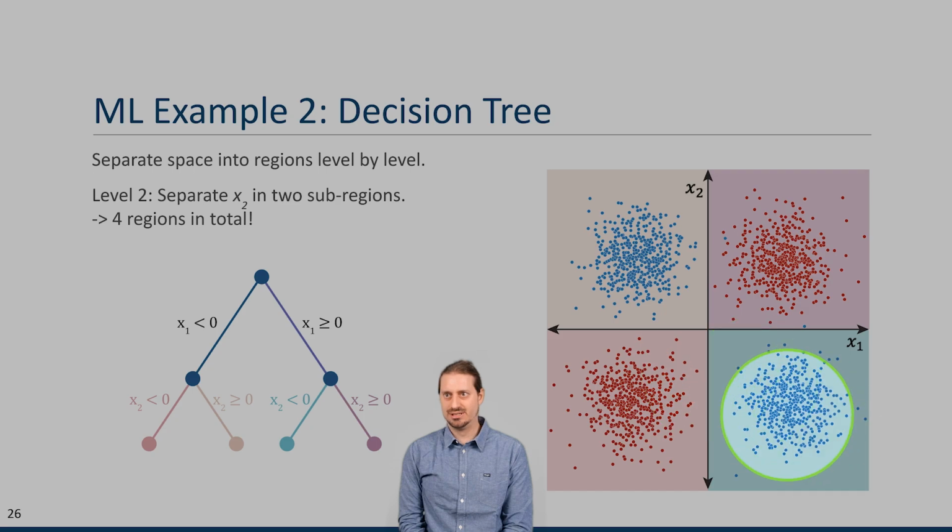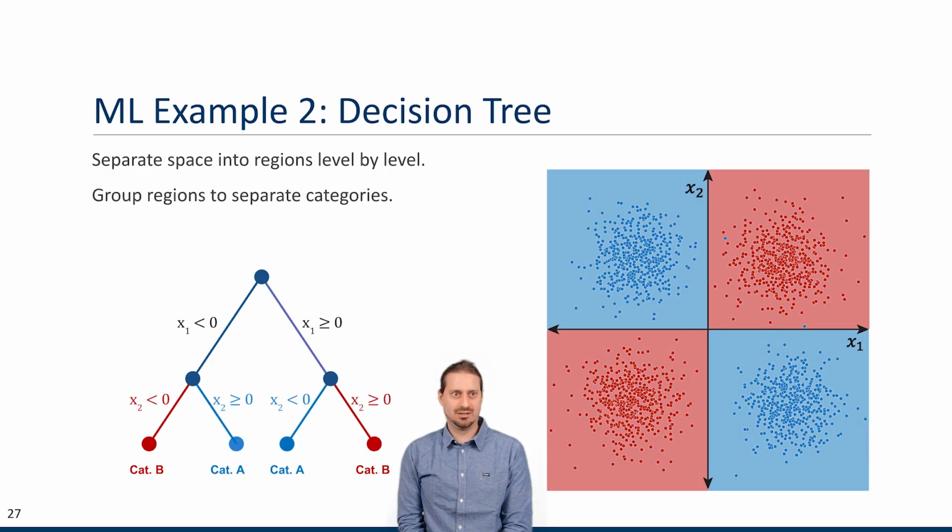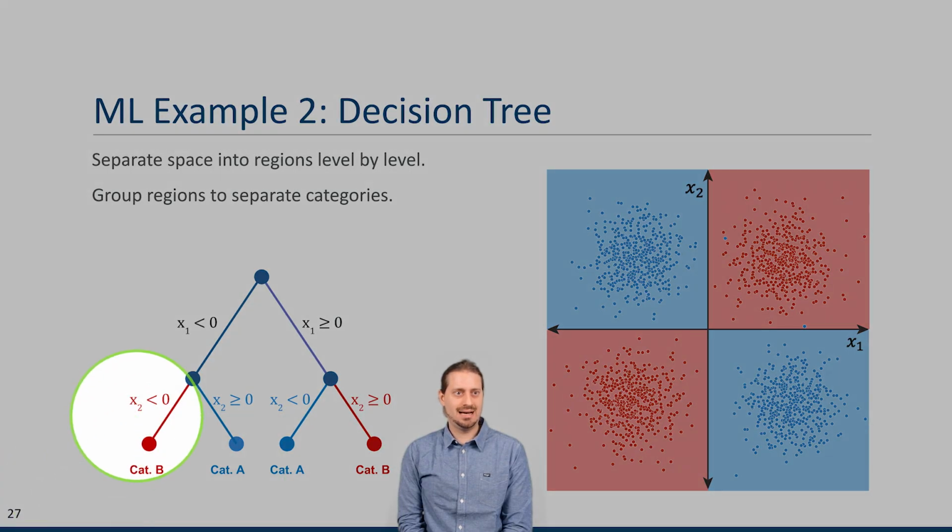Ending up with this region down here and the region up here corresponding to this branch. And now we see that we separated our input or feature space into 4 different regions. And these regions now allow us to separate our categories correctly, right? We just have to associate this node of the tree, which we also call the leaf because this is where the tree ends.